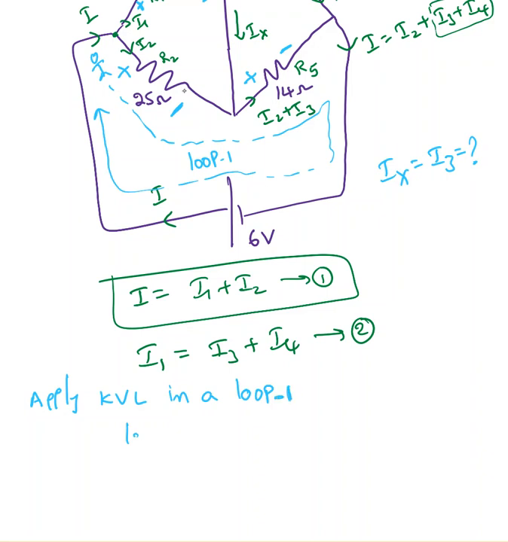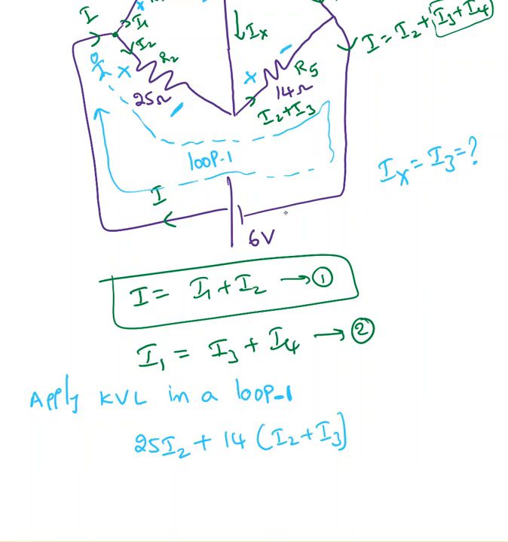So here, is this a voltage drop or gain? I'm entering the positive terminal, so that must be a voltage drop. How much voltage is that? That must be 25 times I2. Is this a voltage drop or gain? That's a voltage drop since I'm entering the positive terminal. How much is that? Plus 14 times I2 plus I3.